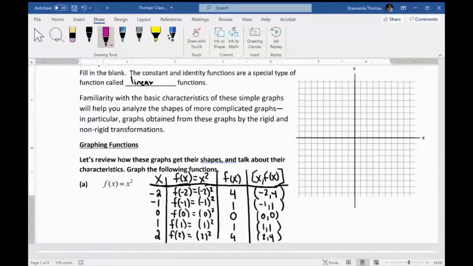I'm at the origin. Where would I go to plot -2, 4? The left twice. Yep. And then you go up 4. 2, 3, 4. Right here. I'm not gonna label them right now. I'm just gonna plot them. Negative 1, 1. Where should I go here?